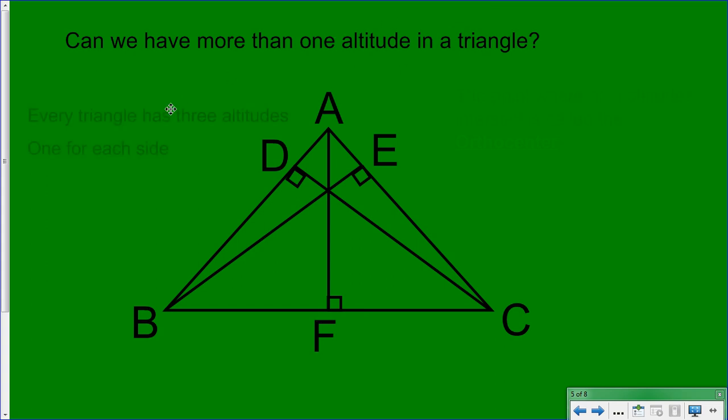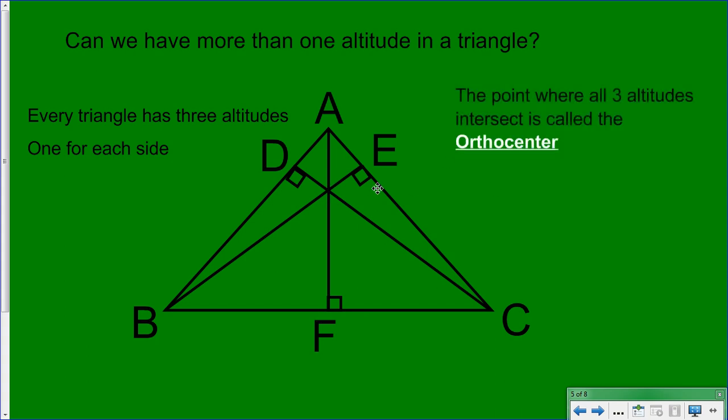Okay, so yes, the answer to our question is every triangle has three altitudes, one for each side. And if you notice, again, they're meeting at a central point. Now this point's in a different location than when all three medians met, so it's going to have a different name. This is another point of concurrency for us, and so we call this the orthocenter. So this point where all three altitudes meet is what we call the orthocenter.